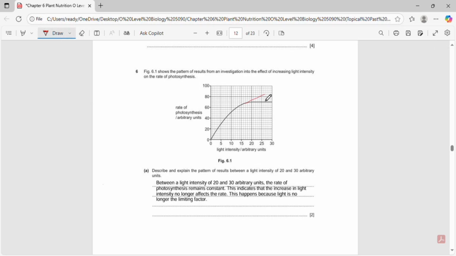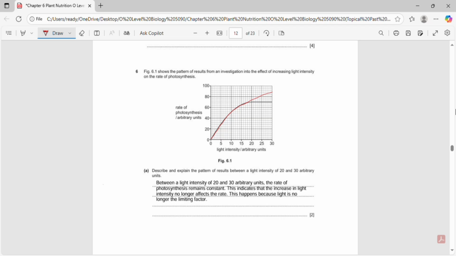The new line will also begin from the origin, that is, from 0, 0, just like before. In the initial part of the graph, the line should rise with the same gradient or slope as the original curve, and this should continue up to at least a light intensity of 5. This part shows a steady increase in the rate of photosynthesis with light intensity, just like in the original experiment. However, after a light intensity of around 19, the line should begin to level off. This means it should become flat, showing that the rate of photosynthesis has reached a plateau.